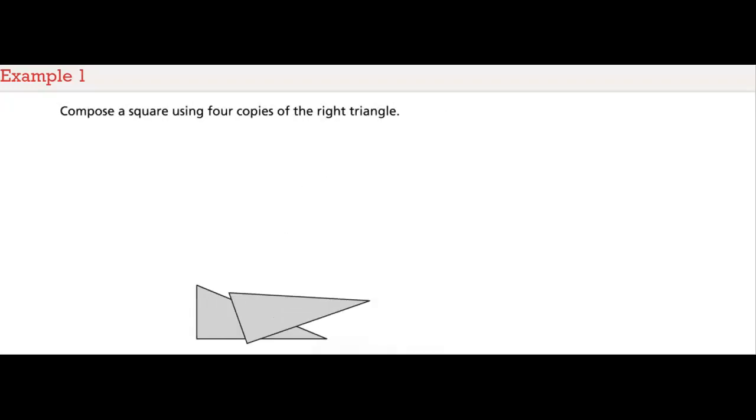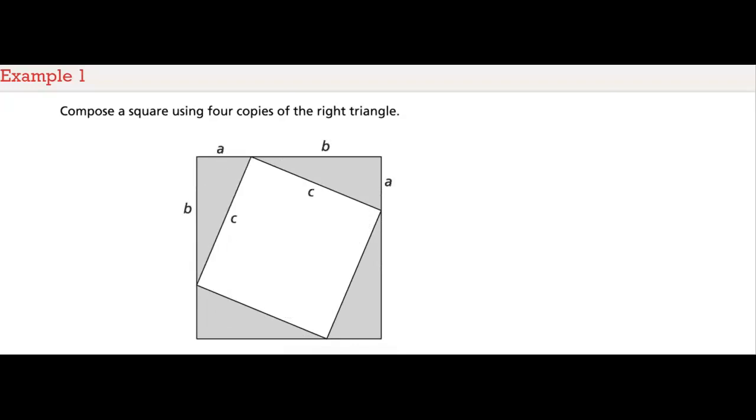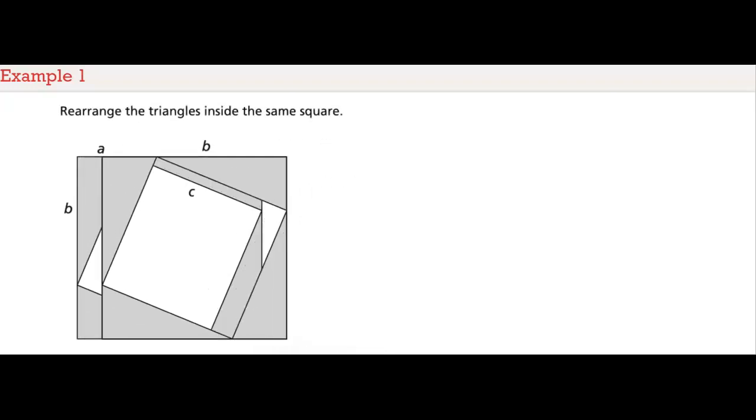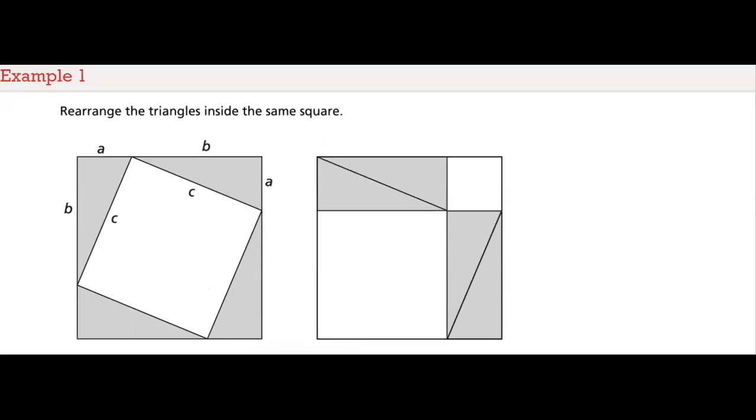Let's begin by composing a square using 4 copies of the right triangle. The next step is to rearrange the triangles inside the same square. The total area of each square is equal to the sum of its parts.